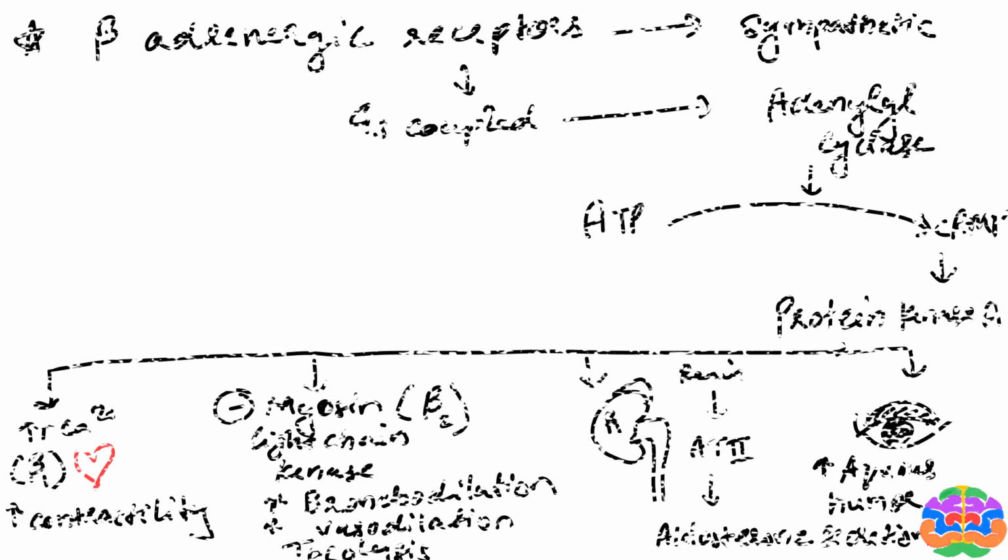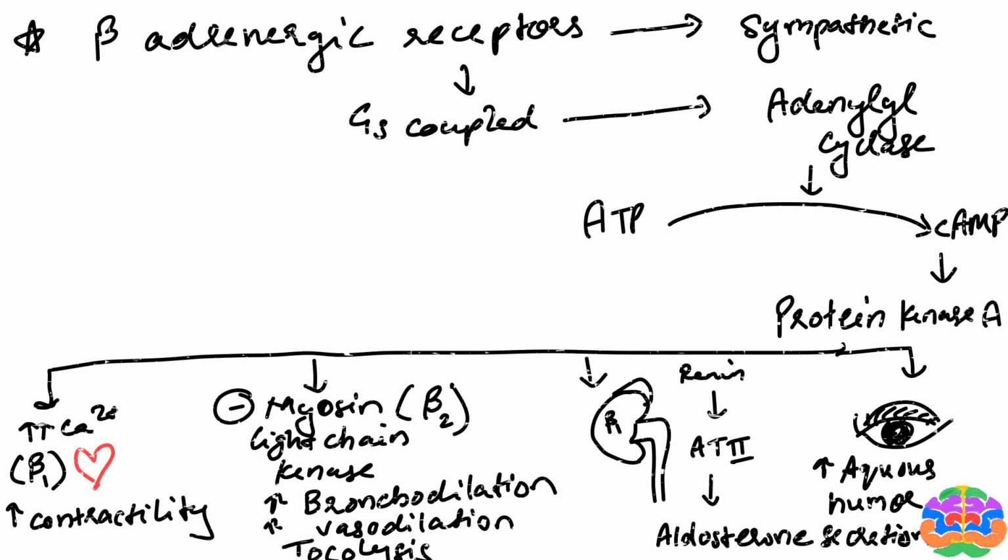Next, we'll talk about the beta adrenergic receptors, which are sympathetic in nature and activated by a GS coupled effector molecule, which acts by activating the adenylyl cyclase enzyme, which converts ATP into cyclic AMP, which in turn activates protein kinase A. And protein kinase A acts in the following way.